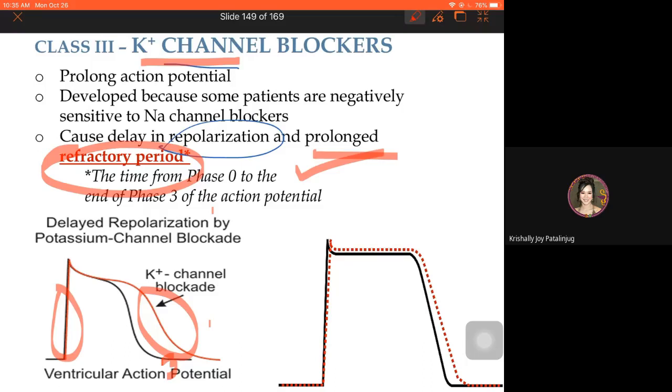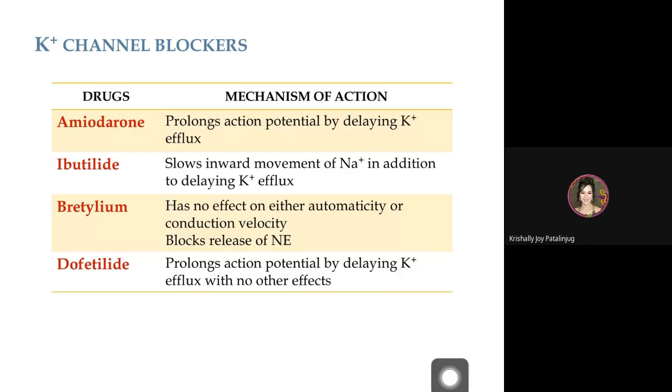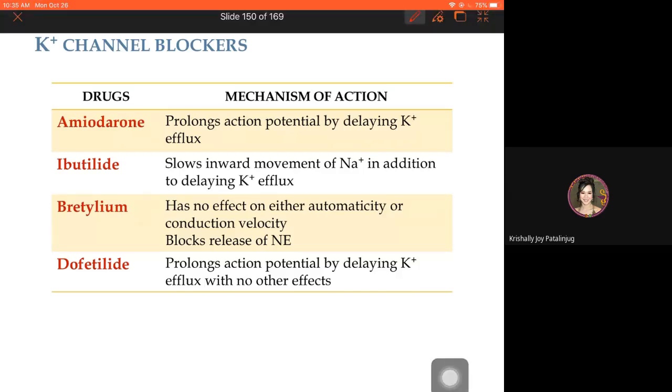As you can see on the figure on the right side, the action potential duration is prolonged. So that's the action of potassium channel blockers. They have the highest ability to prolong the effective refractory period. For examples, we have amiodarone, ibutilide, bretylium, dofetilide, and the one mentioned earlier, sotalol. Sotalol is also a class 3 agent.